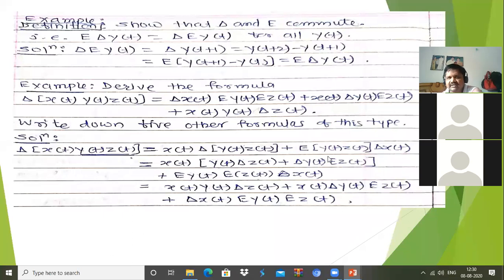Then what will be third formula? You make xt into yt as one function and zt as second function. उसके लिए आपको 2 और अलग फार्मूला है, and then xt into zt as one group and yt as other group. For that, again we will get 2 different formulas. So in all, we get 6 formulae for product of these 3. xt into yt into zt के लिए 6 formulae.